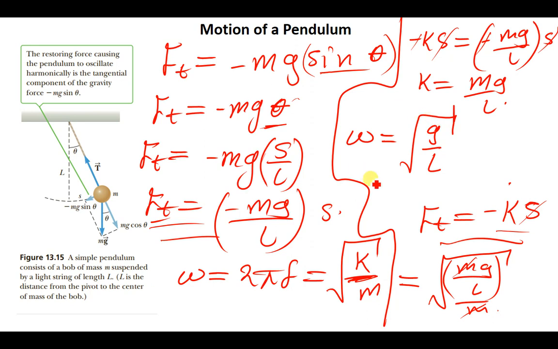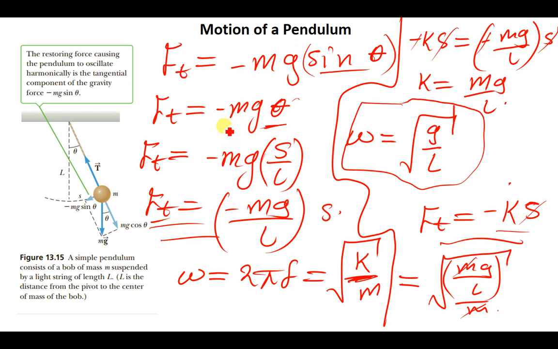So just from looking at this expression here, we can make a conclusion that the angular velocity of a pendulum does not depend on the mass of the bulb. So the angular velocity of a pendulum does not depend on the mass of the bulb. So we can also get another formula, which is the formula for period.